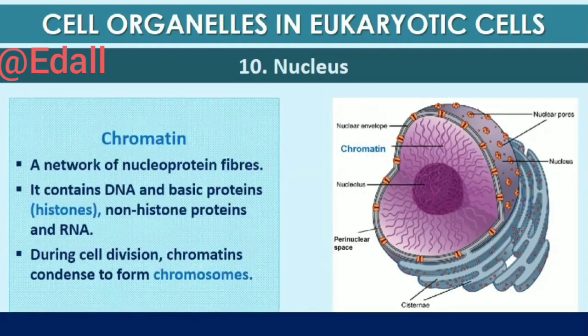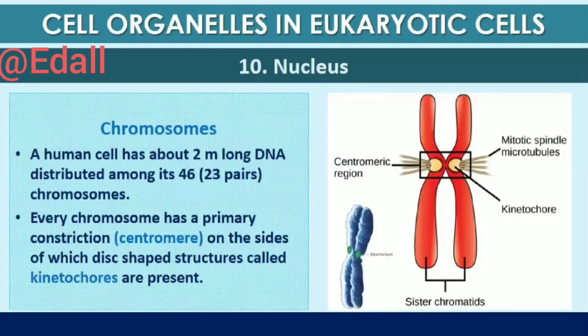You may recall that the interphase nucleus has a loose and indistinct network of nucleoprotein fibers called chromatin. But during different stages of cell division, cells show structured chromosomes in place of the nucleus. Chromatin contains DNA and some basic proteins called histones, some non-histone proteins and also RNA. A single human cell has approximately a 2-meter-long thread of DNA distributed among its 23 pairs of chromosomes.